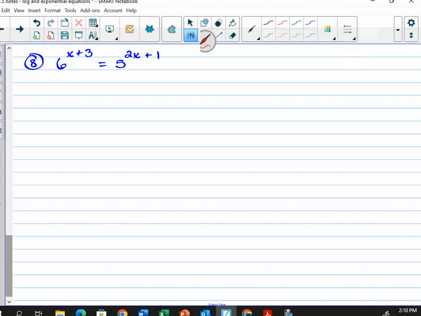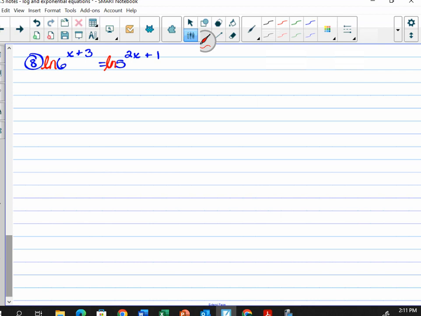Now, there's some different ways you could do that. You could try to do it with a base of 6 or 5. I'm just going to do the natural log of both sides. It's 2 letters, it's shorter and faster, and the process is the same. So I'm literally taking the natural log of both sides of my equation. It's like you're performing that operation on both sides.